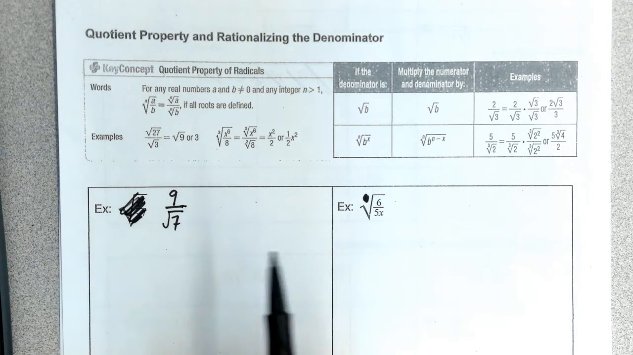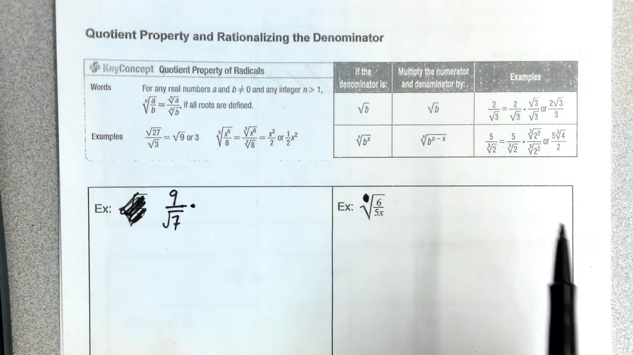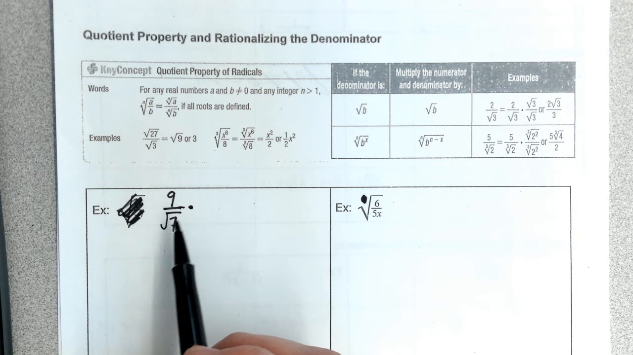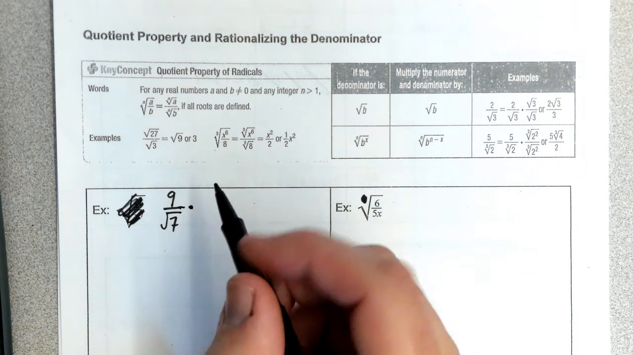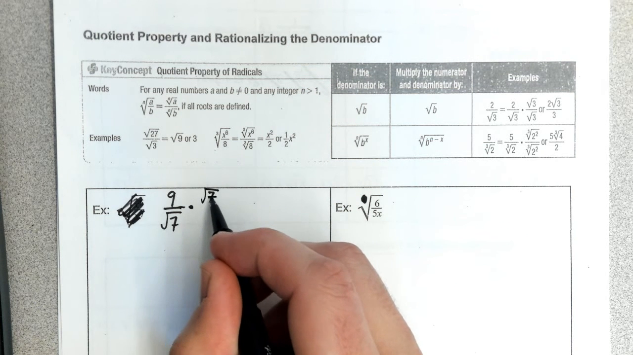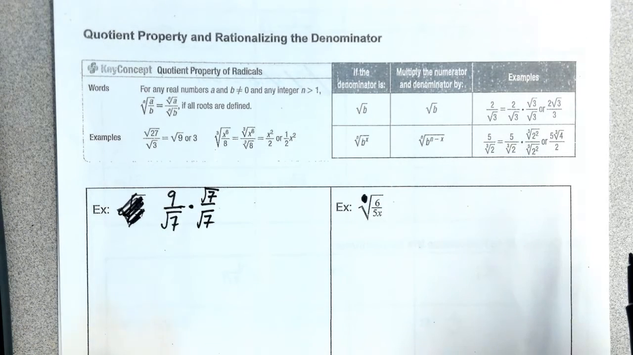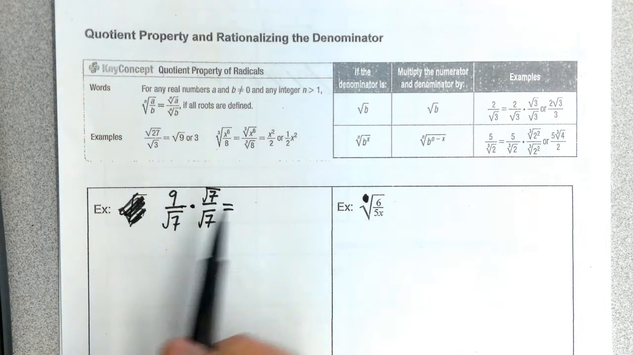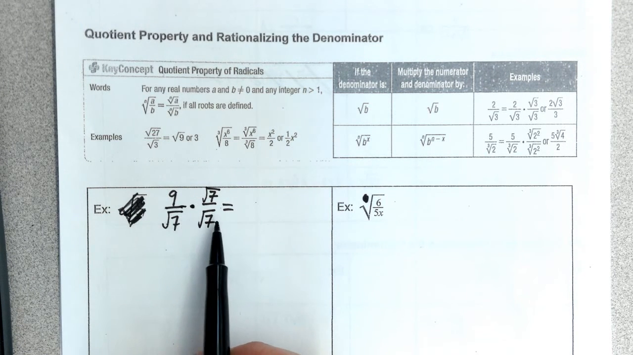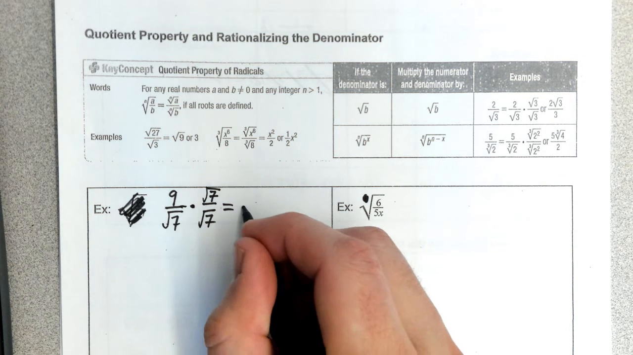The way that we go about fixing that is a process called rationalization. To rationalize the denominator, if it's just the square root of one thing in the denominator, we're going to multiply the top and the bottom by that one thing. So we'll multiply the top and the bottom by square root of 7 in this case. On the bottom, I'm going to get square root of 7 times square root of 7, which is square root of 49. The square root of 49 is 7. So on the denominator, I get 7.